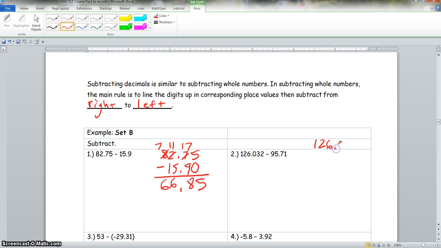Now we go here to number 2. We have 126.032 minus 95.71. Remember, we lined them up so they would follow their appropriate place value. So now we subtract: 2 minus 0, which is 2. 3 minus 1 is 2. We know we cannot subtract 7 from 0, so we'll borrow 1 from the 6 and make it 5. The 0 will become 10. 10 minus 7 is 3. Bring down our decimal. 5 minus 5 is 0. We cannot subtract 9 from 2, so we'll borrow 1 from this 1, which would make it 0. And this 2 would become 12. 12 minus 9 is 3.